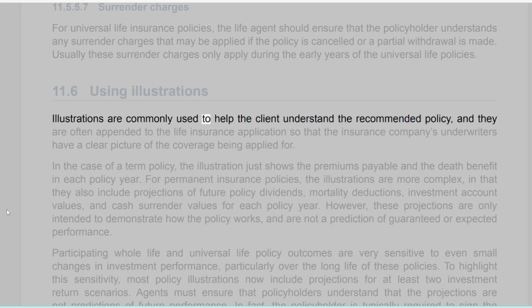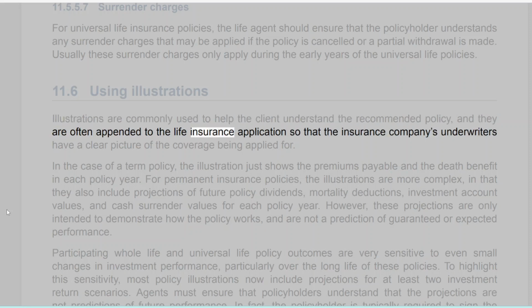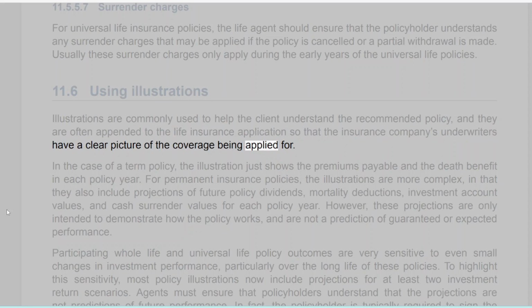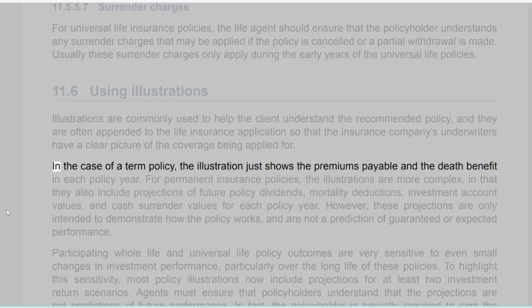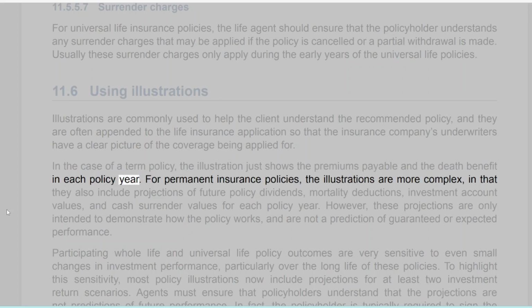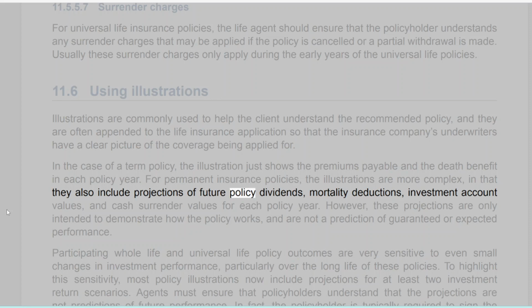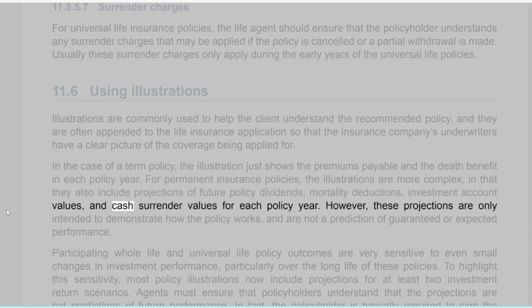Illustrations are commonly used to help the client understand the recommended policy, and they are often appended to the life insurance application so that the insurance company's underwriters have a clear picture of the coverage being applied for. In the case of a term policy, the illustration just shows the premiums payable and the death benefit in each policy year. For permanent insurance policies, the illustrations are more complex, in that they also include projections of future policy dividends, mortality deductions, investment account values, and cash surrender values for each policy year.